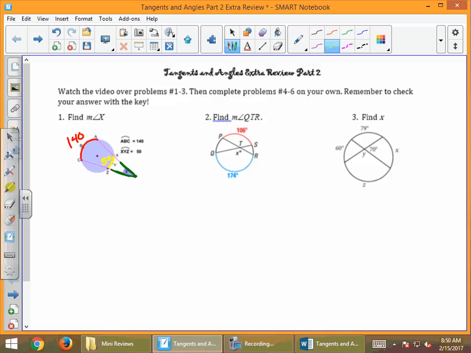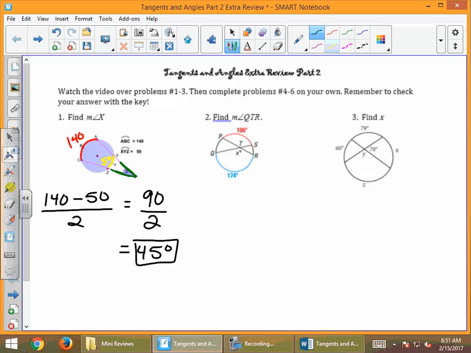And then you divide those values by 2. So you're going to do the big arc minus the little arc and divide by 2. You do that whenever the angle is on the outside. Big arc minus little arc, divide by 2. So we do 140 minus 50 is 90. And 90 divided by 2 is 45. So the measure of the angle x is 45 degrees.